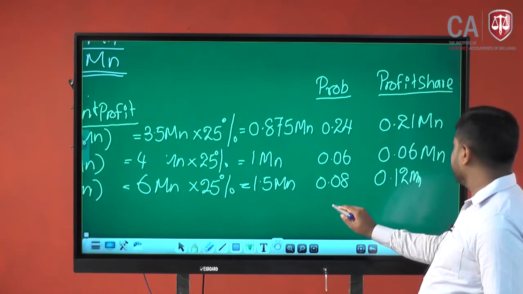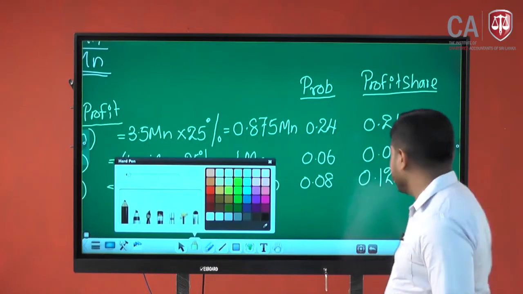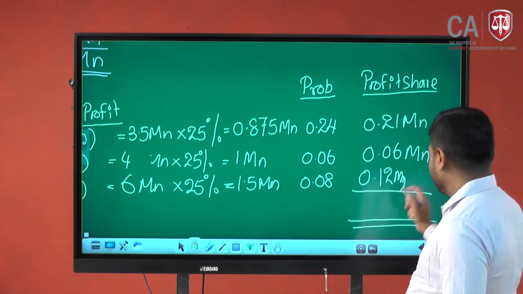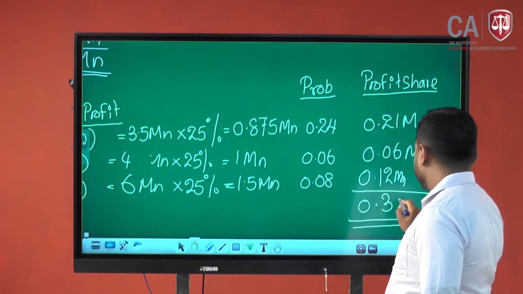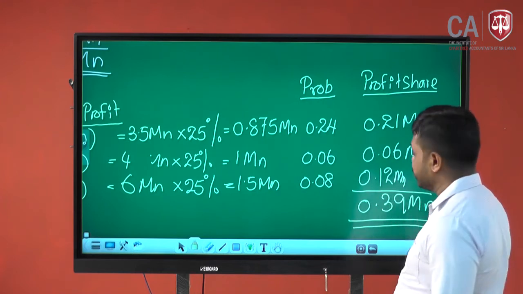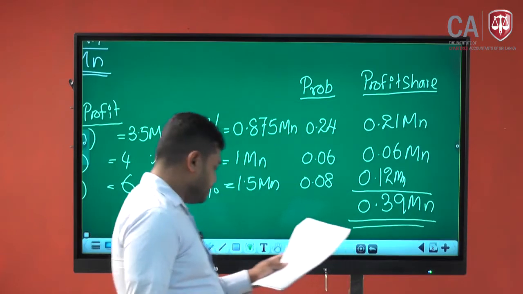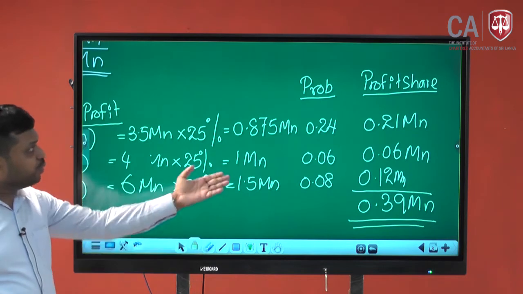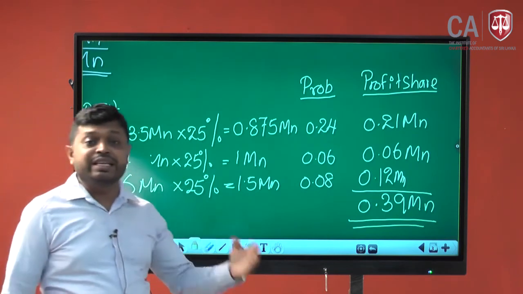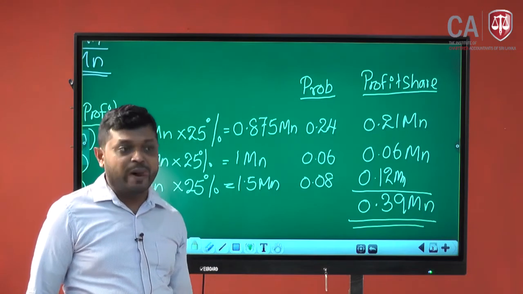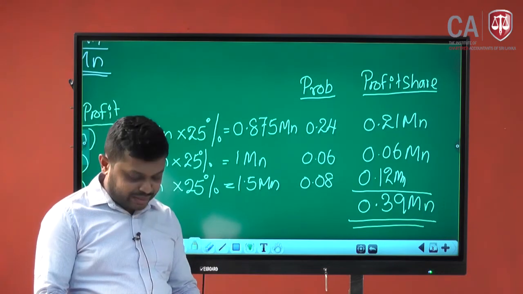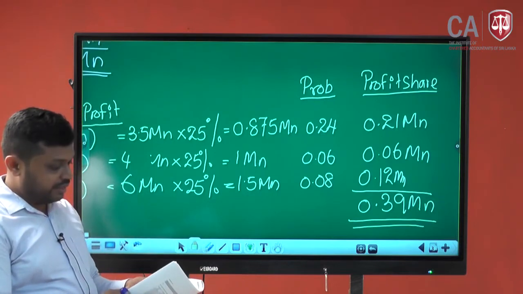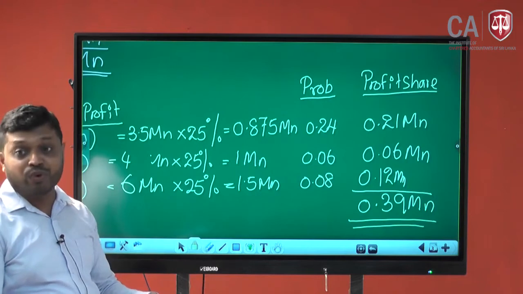Therefore, you have to pay the profit shares if it exceeds the minimum threshold. The total value should be 0.39 million. That means 390,000 you have to pay. That is the answer for the second part of the question, part B. You have to pay 390,000 since it exceeds the minimum threshold placed by the company. Therefore, ABC is entitled to get 390,000. That is the answer for question number 4.